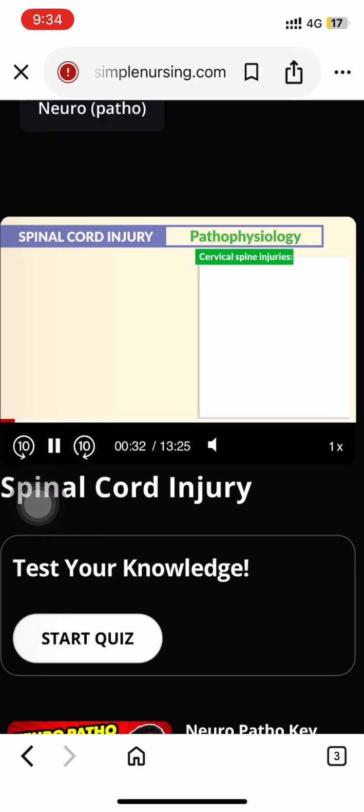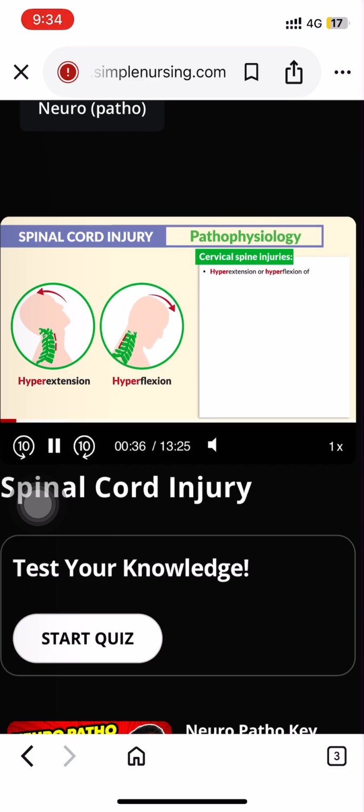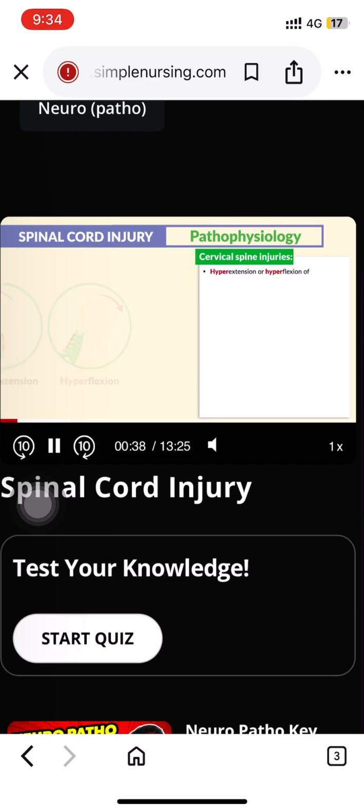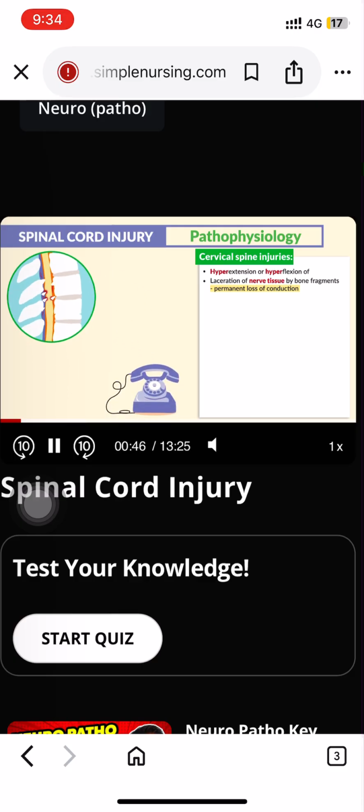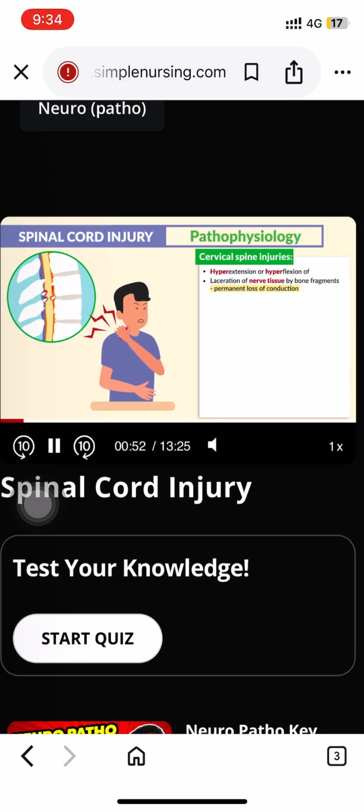Now, a little side note for your pathophysiology exams. Cervical spinal injuries are from hyperextension or hyperflexion of the neck. And the patho is simple here. Lacerations of nerve tissue by bone fragments results in permanent loss of conduction, meaning that spinal cord is severed or cut. Kind of like cutting telephone lines. The spine can no longer transport messages to feel or even move the rest of the body.